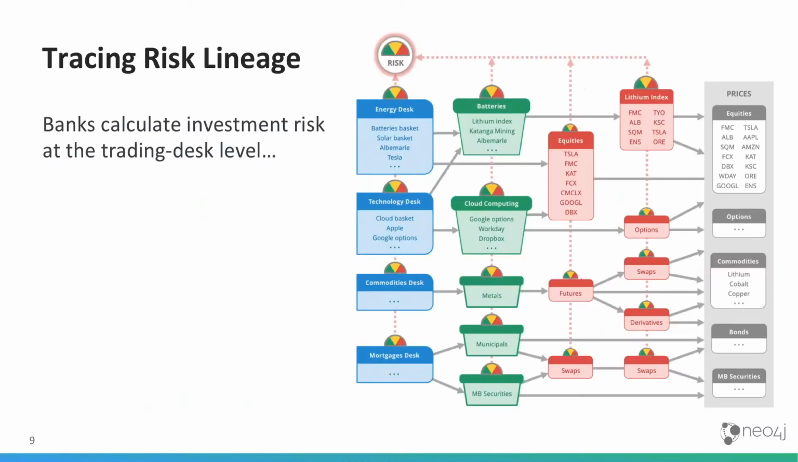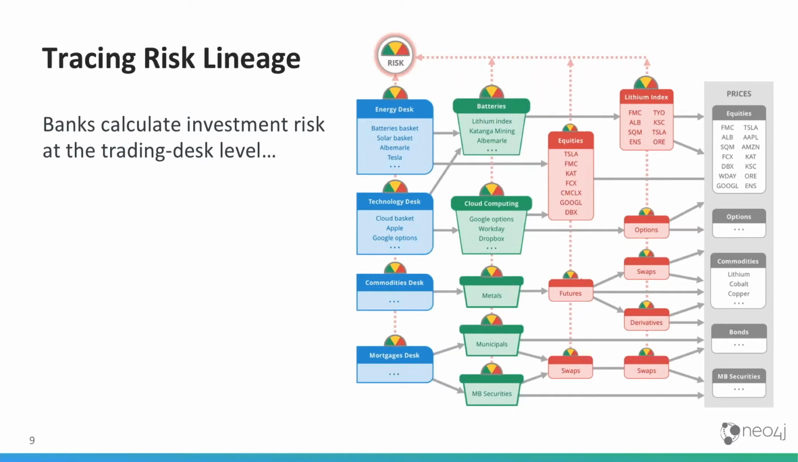So this is kind of what the lineage looks like then for this type of compliance. So you have typically a trading desk, let's say an energy trading desk or a technology trading desk, and that desk will have lots of different stocks and commodities and all kinds of instruments that they trade in.